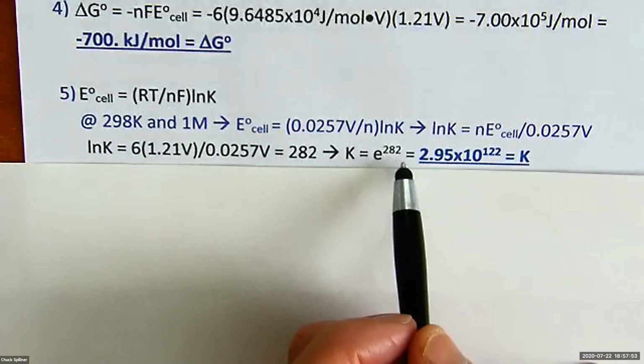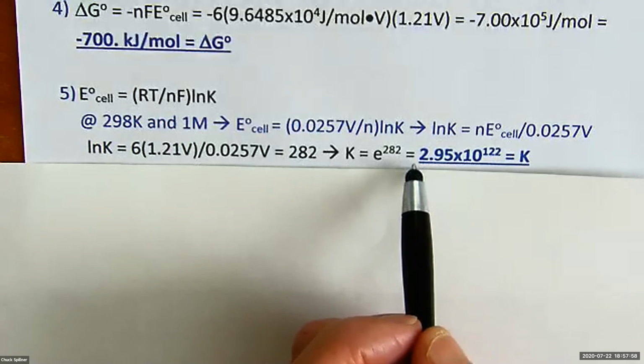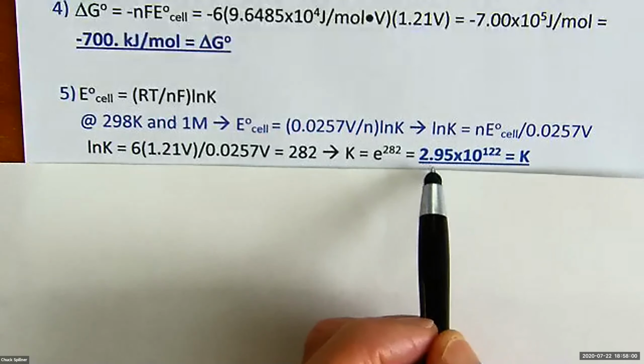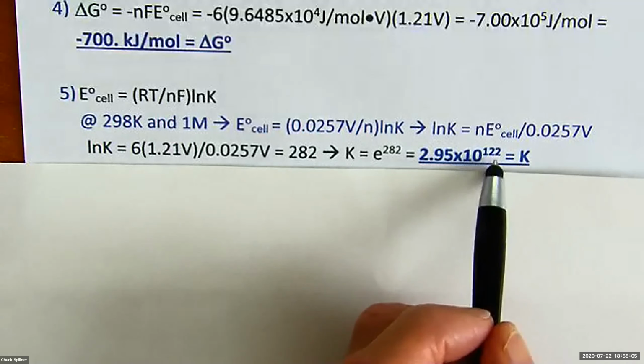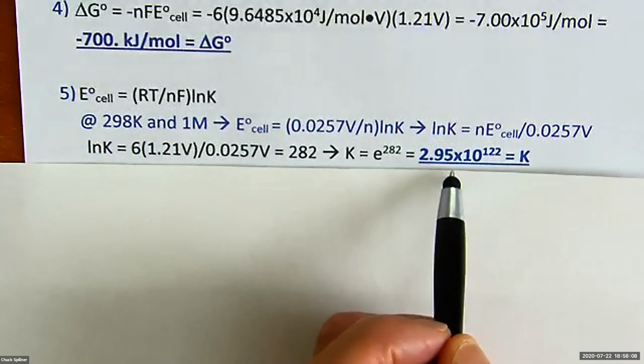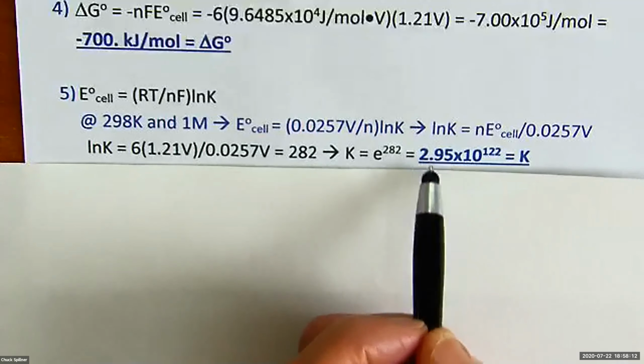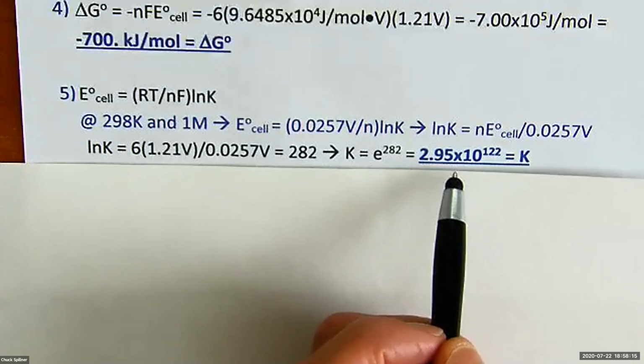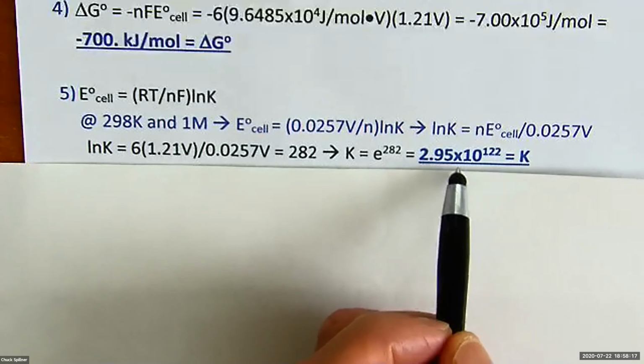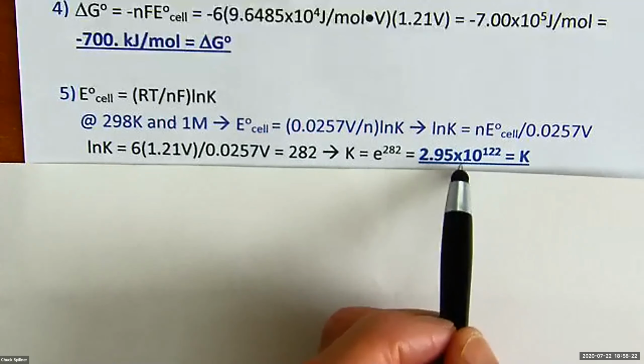So I had to do it on my phone. My scientific calculator on my phone was better than that. And when I did it on that, I got a value. It's 2.95 times 10 to the 122 is equal to the equilibrium constant. Whoa, that is huge. I don't know if I've ever seen such a big equilibrium constant before, but that's typical of galvanic cells. They have huge equilibrium constants, which means that this cell is going to run until there's virtually no reactant left. Maybe it's a few molecules.